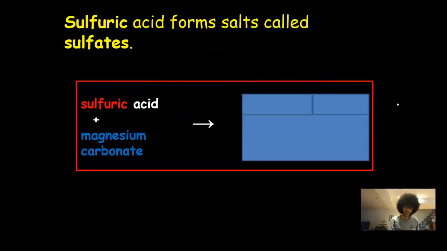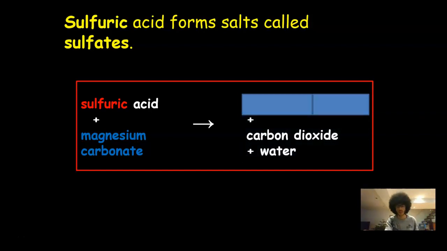All right, let's try another one. Here I've got sulfuric acid and magnesium carbonate. Again, the first thing I think about is what I always make. I always make carbon dioxide. I always make water. I now need to think of the name of my salt.